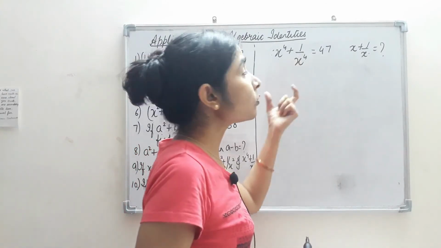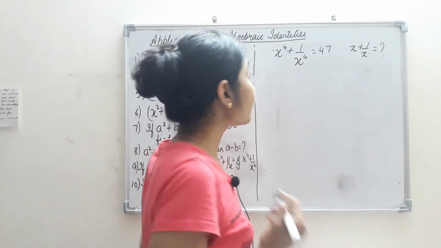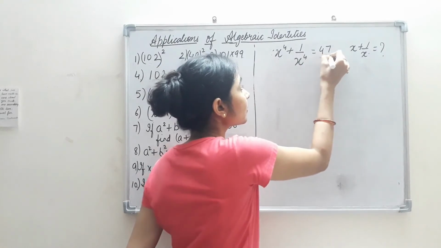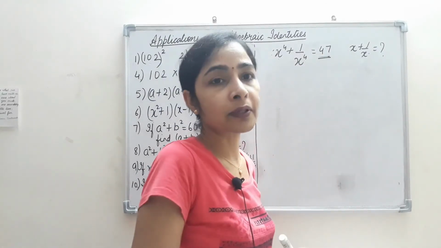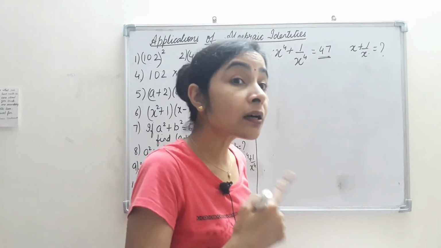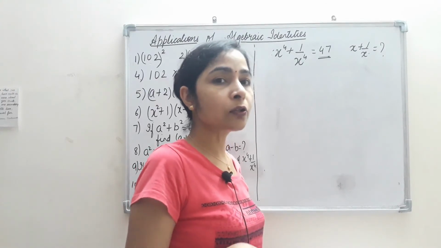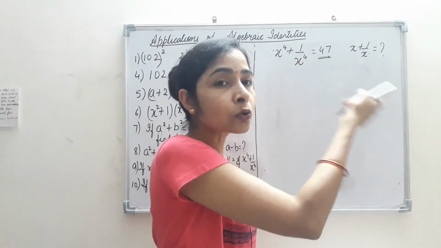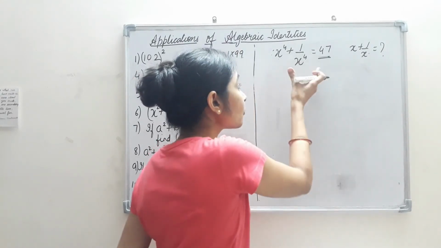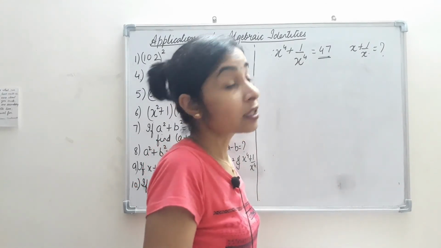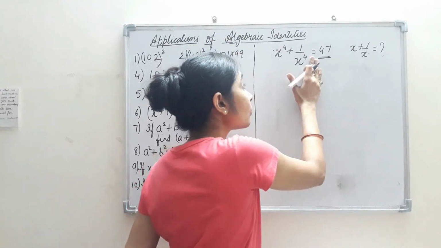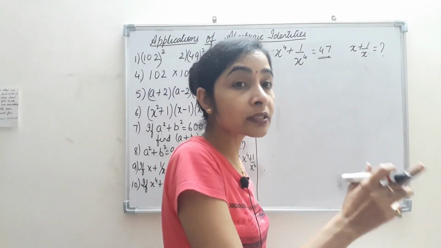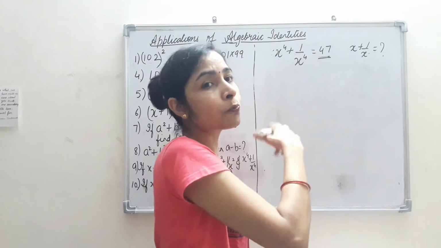Now if we want to do the square root here, then we need a perfect square number. To get a perfect square number, I will just add 2 to it. But if I add 2 to only 47, then this equality will change into inequality, because we are given that these two are equal. So we need to add 2 to both the sides.